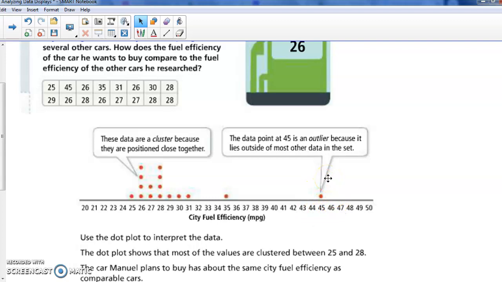Now, what is an outlier? An outlier is something that lies outside most of the data. It isn't that it's not actually a data point, it just doesn't correlate with the other things you're looking at. So the car that Miguel plans to buy has about the same city fuel efficiency as comparable cars.